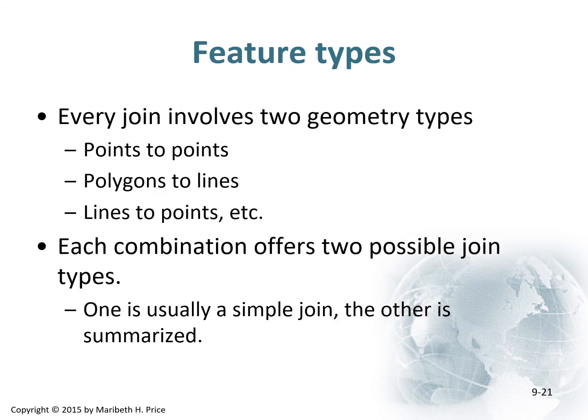As far as feature types, every join involves two geometry types: points to points, polygons to lines, lines to points, etc. Each combination offers two possible types. Usually it's a simple one and a summarized one.